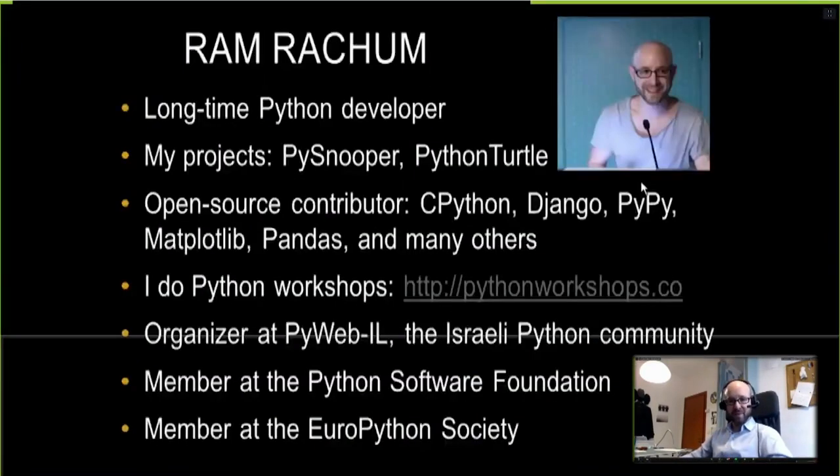But first, about myself. My name is Ram. I'm a longtime Python developer. I'm known mostly for my big open source projects, which are PySnooper and Python Turtle. I've contributed to a bunch of big projects like CPython, Django, PyPy, Matplotlib, and others. I do Python workshops. I organize PyWebIL, which is the Israeli Python community. And I'm a member of the PSF and the EuroPython Society.